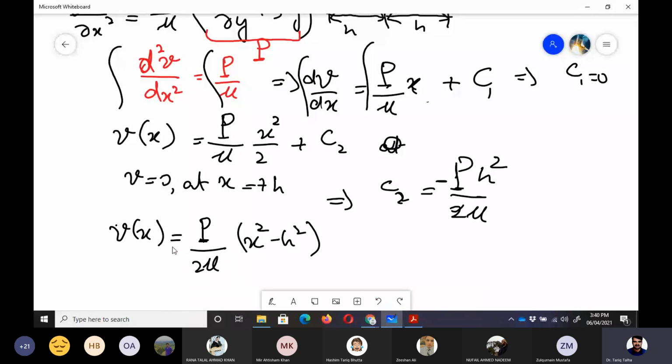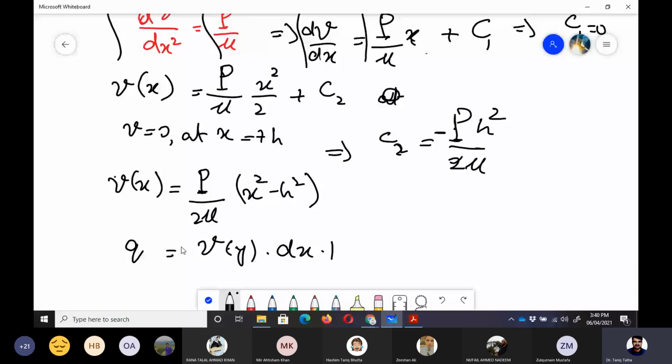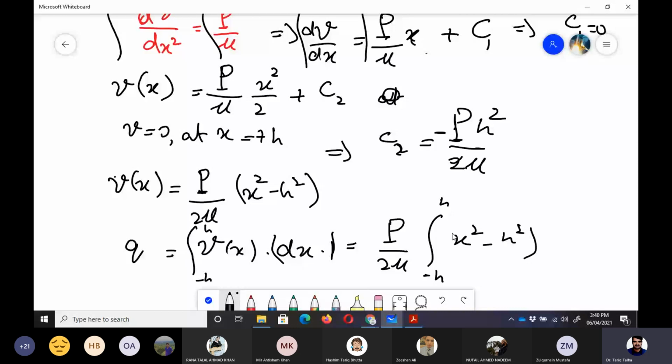Now, if we want to calculate the Q value, for the Q calculation we need the velocity times dA, which is u of x, not v. So the velocity is only a function of x: u dx into 1, integrated from minus h to plus h. So P upon 2μ would be out of the integration, and inside we have the integral from minus h to h of (x² minus h²) dx.